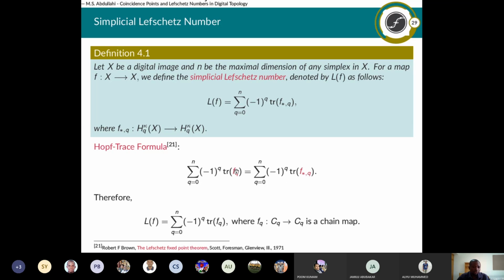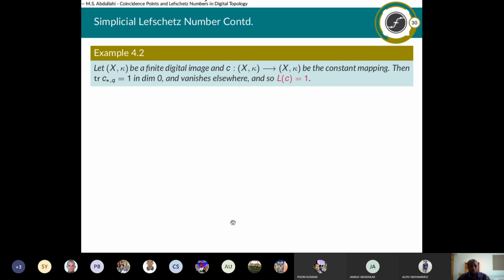And because of this result, we are just going to consider our Lefschetz number to be the alternating sum of the traces of fq. What I mean by fq is just a chain map, which is a map from the q-dimensional chain to itself. And we need to know how to calculate these numbers.